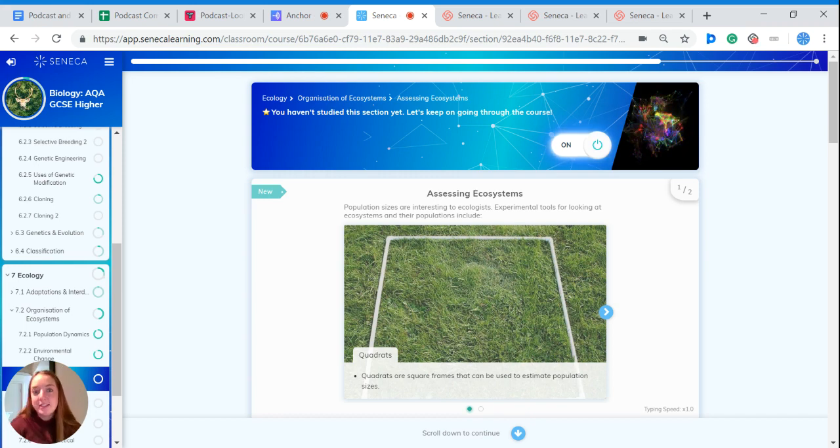I don't know if you've used these in school. They're the square frames that can be used to estimate population sizes. So you might have checked them about on the grass and counted how many flowers or plants were inside it.